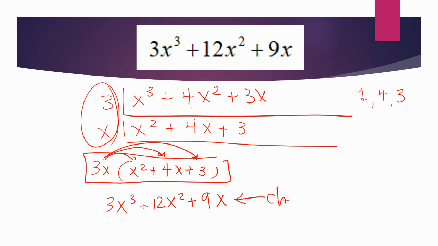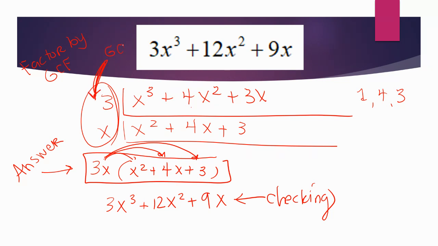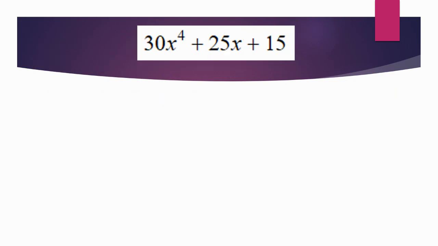So this is just us checking what we think is our GCF and our leftovers. And this is the answer to the question if it says factor by GCF. If it says what is the GCF, this is our GCF. This is the whole thing when factored by GCF. All right, try again.